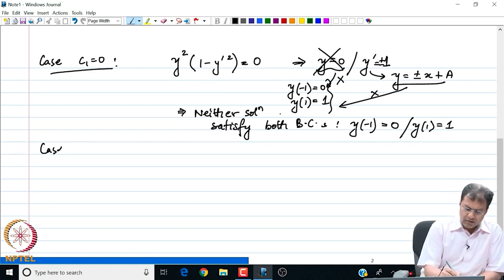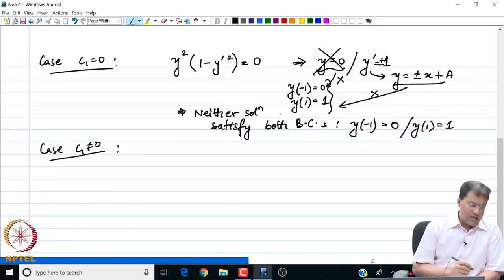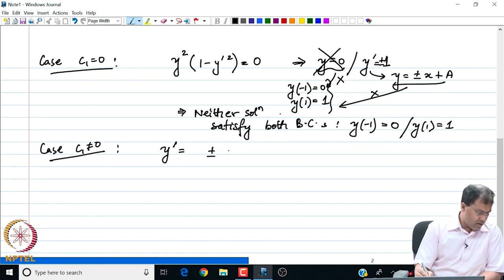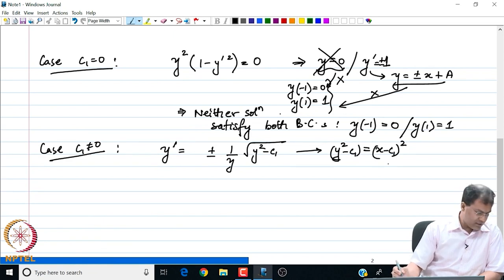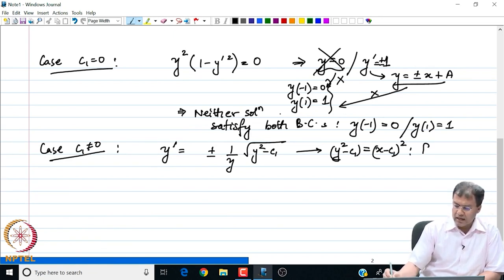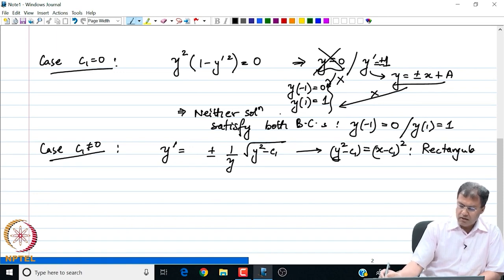So, let us now look at the case c 1 not equal to 0, right? So, in that case, I am going to rewrite this expression and write y prime as a function of the constant c 1 and y. So, I get that this is also equal to 1 plus minus 1 by y square root of y square minus c 1, right? And when we solve that, we get the following solution, which is y square minus c 1 is equal to x minus c 2 whole square, which, if you draw the curve, will be a rectangular hyperbola, right? Okay.